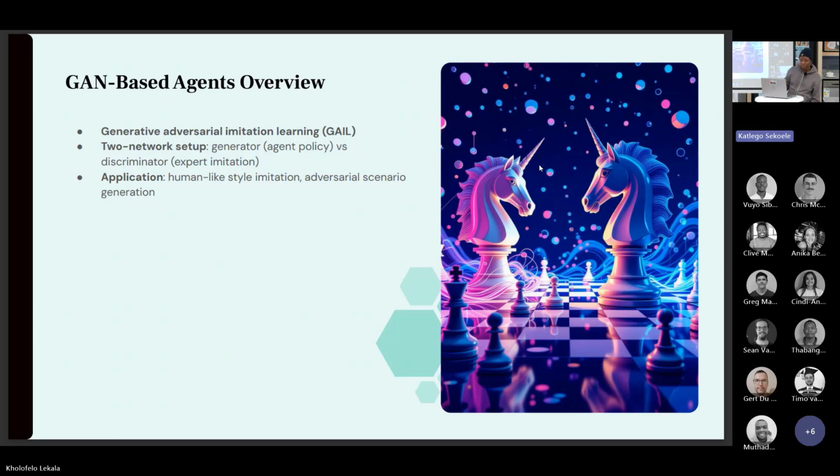So this basically forms a loop where the generator is given a state, tries to make a move, and make that move as similar to the expert player as possible, while the discriminator tries to distinguish whether this move was made by an agent or the actual expert. So the goal of this is basically to mimic human behavior within the game.